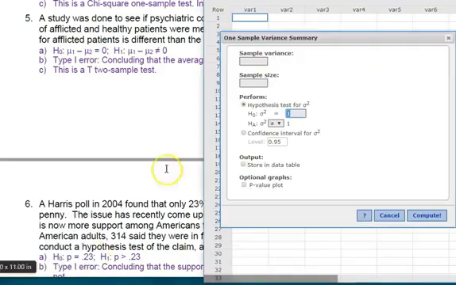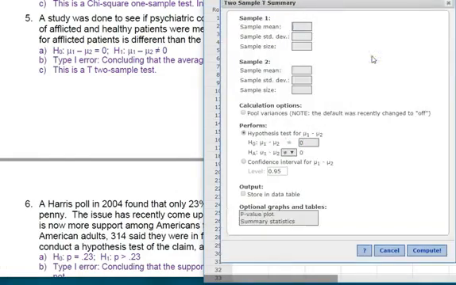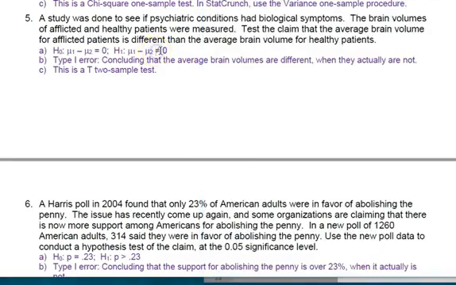And if we pull that up in StatCrunch, we can see what the hypotheses look like. We've got mu1 minus mu2 is equal to 0 for our null hypothesis. And then for the alternative, we just have to decide what that inequality is. This time it just says that the average is different. Different means not equal to. There are our hypotheses. Then for the type 1 error, that would be concluding that the claim is true, so concluding that the average brain volumes are different when they actually are not.